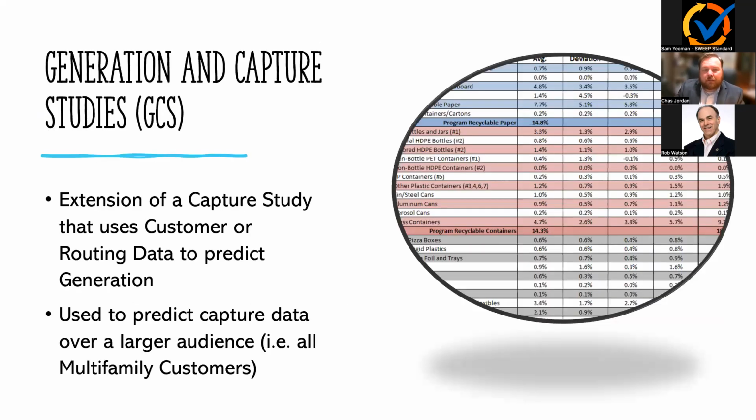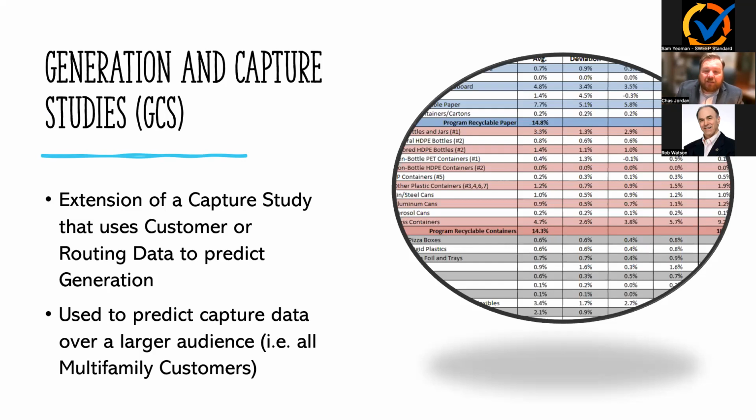A generation and capture study is basically a further iteration of a capture study, but it also takes the data received and estimates potential generation rates, which is a part of the sweep requirement for this area, using data on the customers included in the study. So this study uses customer count data provided by the community and develops generation rate estimates for all of the types of customers included in that study. They can be calculated for overall waste or recycling streams or even individual material types.